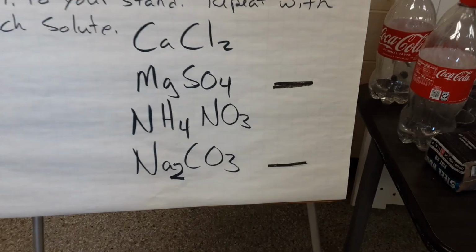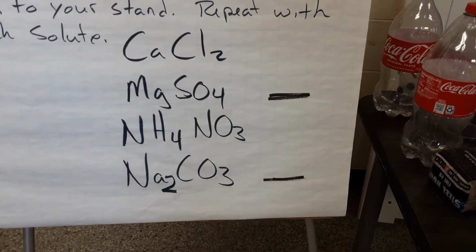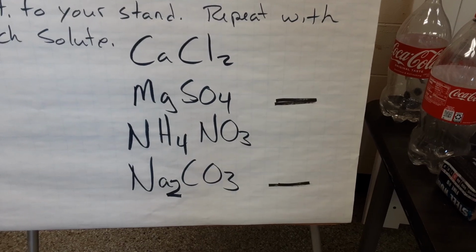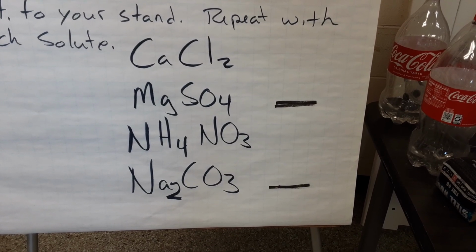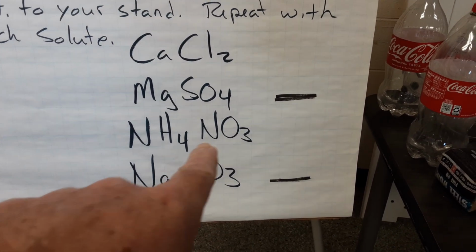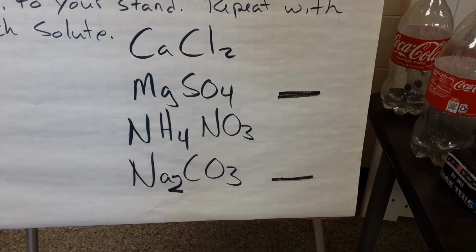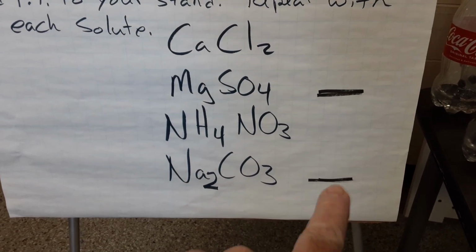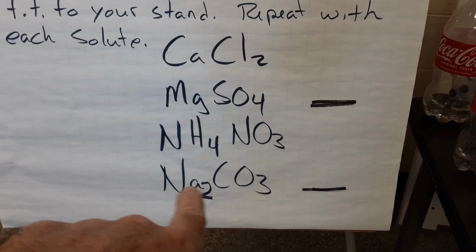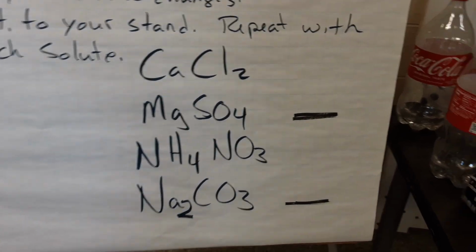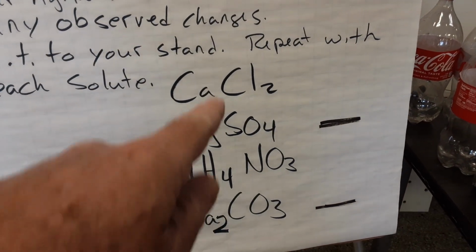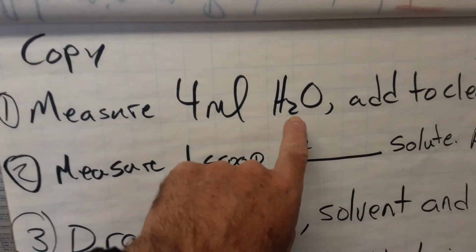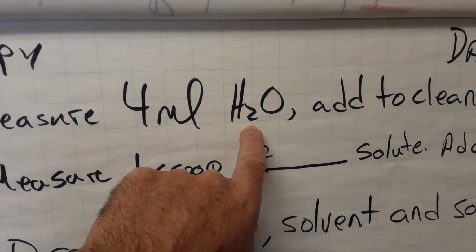We're going to use several pure substances: calcium chloride, magnesium sulfate, ammonium nitrate, that one's ammonium nitrate, and sodium carbonate, not sodium bicarbonate, which you might have in your kitchen cabinet. This is, you might have this in your laundry room though. We're going to use those four pure substances and another pure substance that you're very familiar with today.